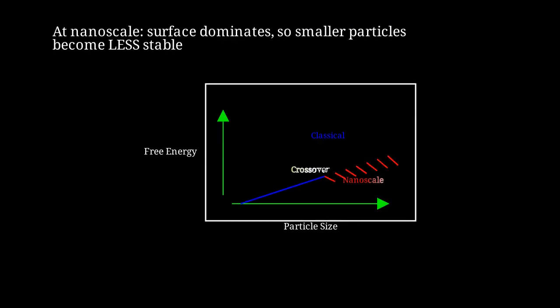Here's a graph showing the free energy versus particle size. The blue curve shows the classical regime where smaller means more stable. The red curve shows the nanoscale regime where the trend reverses due to surface dominance. One of the most important manifestations of this paradox is the Gibbs-Thomson effect, which explains why small droplets evaporate faster.